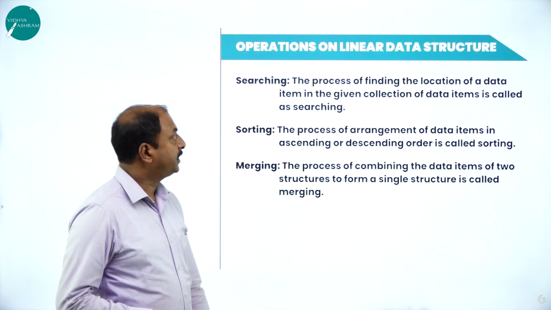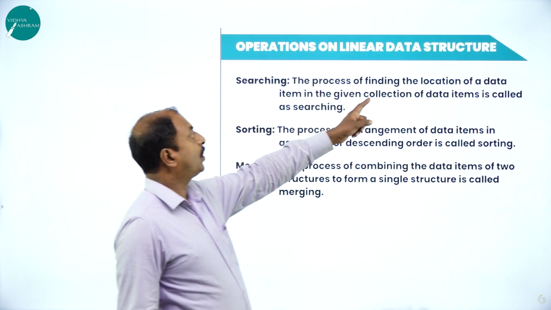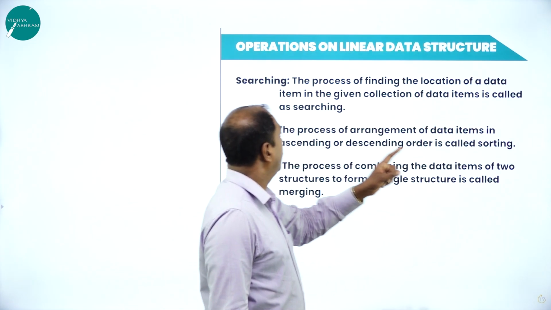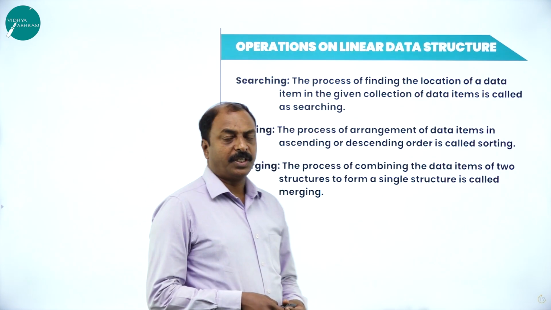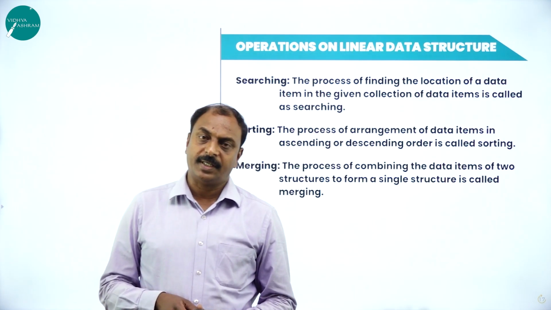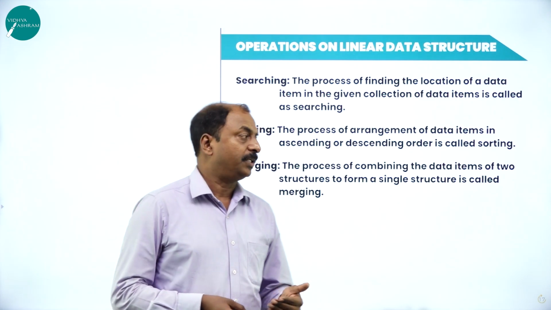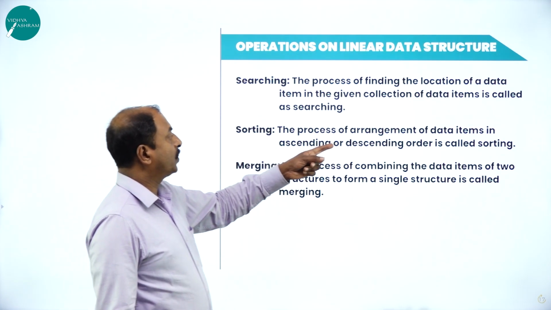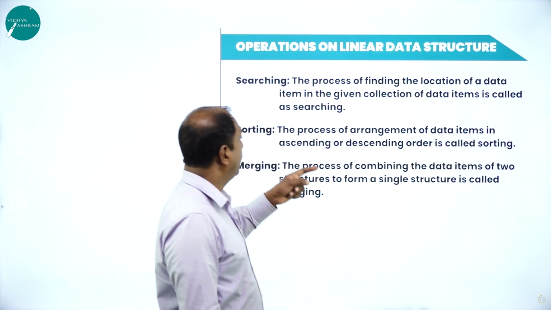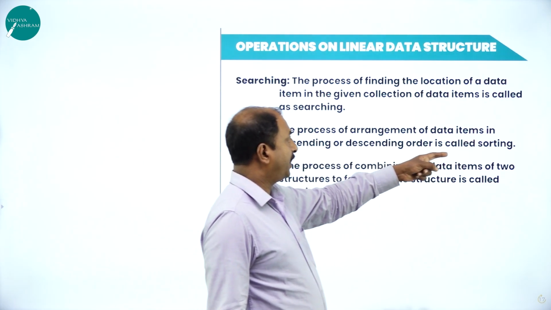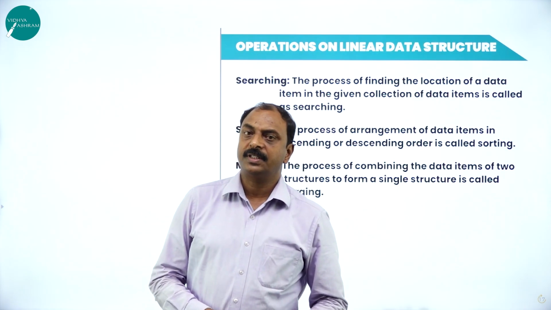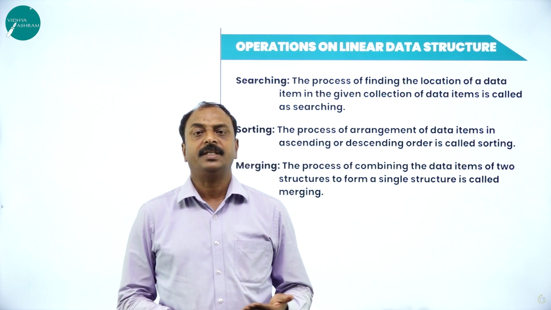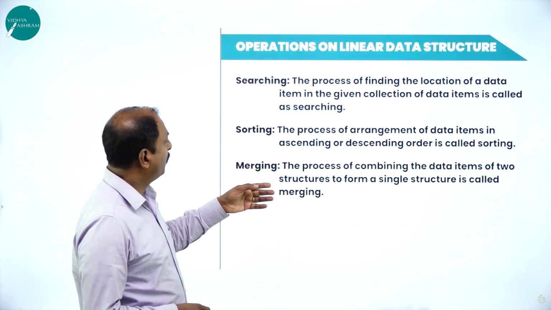Now, next one is searching operation. The process of finding the location of a data item in the given collection of data items is called searching. Searching means looking for a particular data item for different types of operations in a data structure. Sorting operation: the process of arrangement of data items in ascending or descending order is called sorting. So what is sorting? It is arrangement of data items in either ascending or descending order. That is sorting operation.